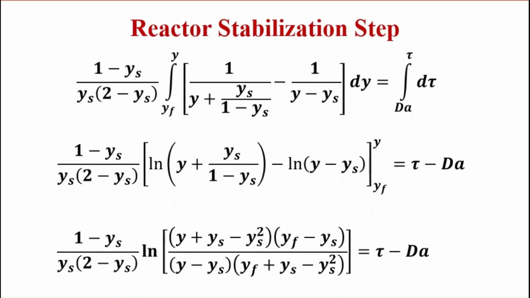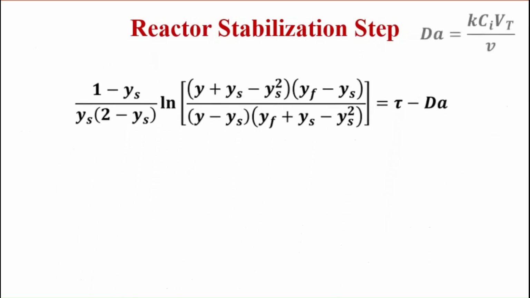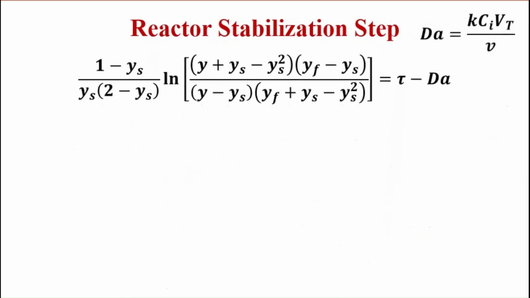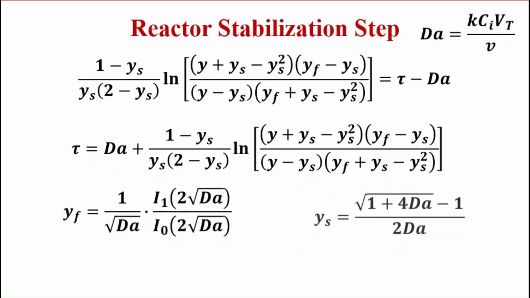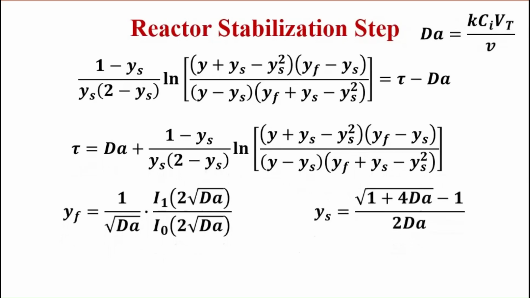The resulting expression involves logarithmic functions. Since all terms inside the logarithms are positive, absolute values are unnecessary. The resulting equation expresses the ethyl acetate concentration implicitly as a function of time. However, it may also be rearranged to express time explicitly as a function of concentration. It should be noted that both Yf and Ys are functions of the Damkohler number.